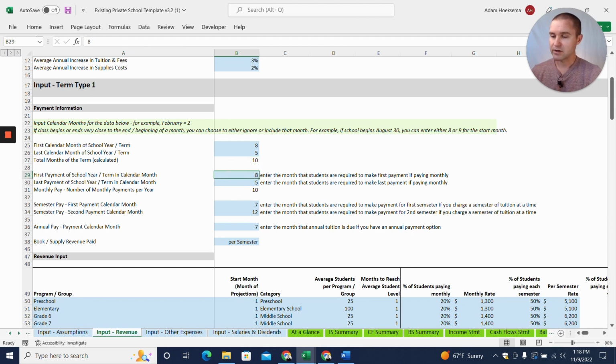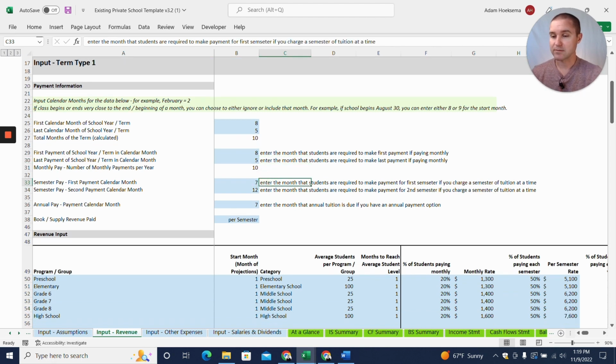And then what we need to do is put in some timing related to payment as well. So we want to say first payment is due, again, in month 8. So this would be the month that students are required to make their first payment if they're paying monthly, and then when they're supposed to make their last payment if they're paying monthly.